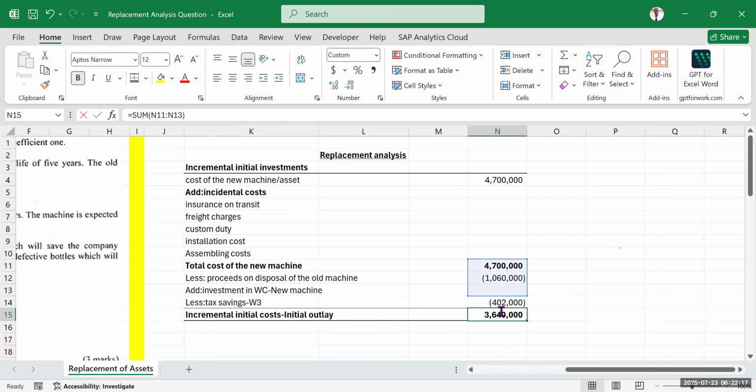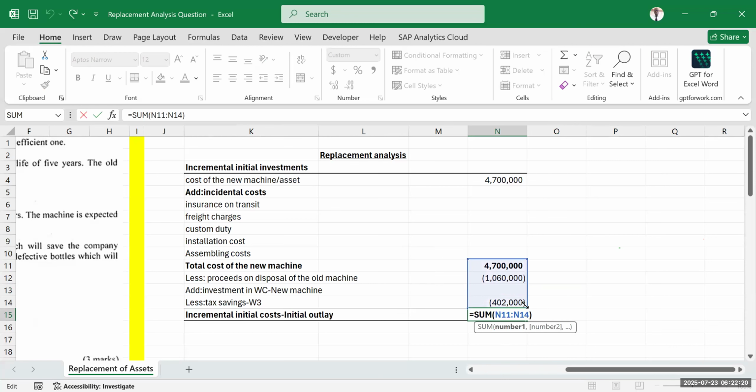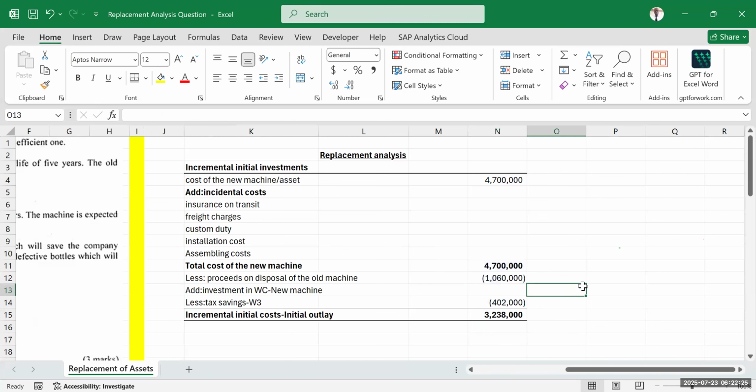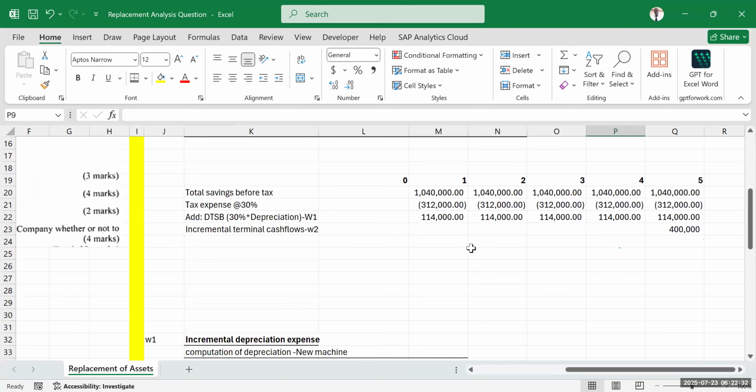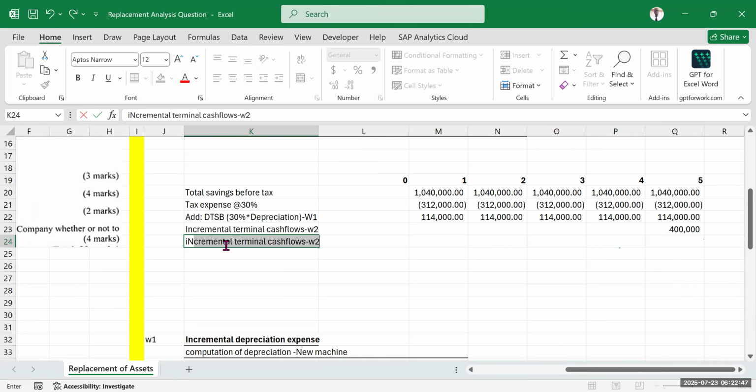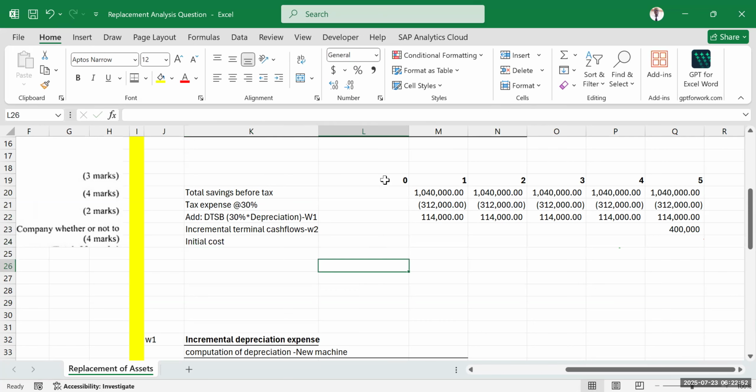Yeah, so that effect will affect our initial cost, and I want to include that adjustment like that. And therefore, our incremental initial cost comes to 3,238,000. Now, this incremental initial cost is what we are spending at the start. So in our computation and following up of the cash flows, we will ask ourselves, what was the initial cost? And the initial cost is normally in year 0.